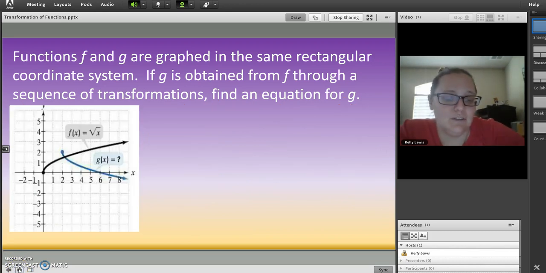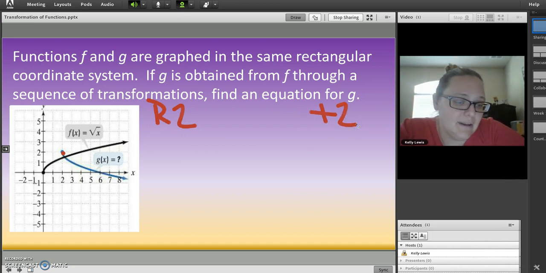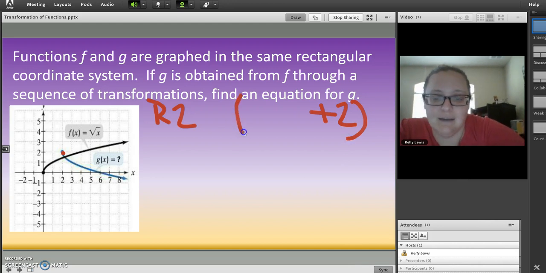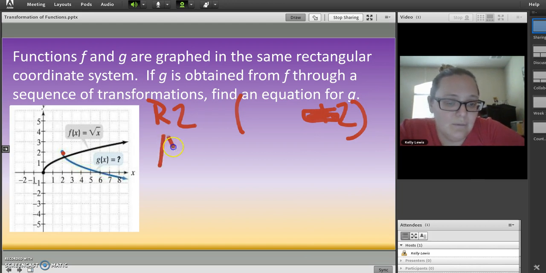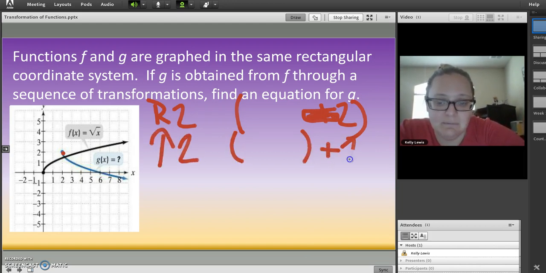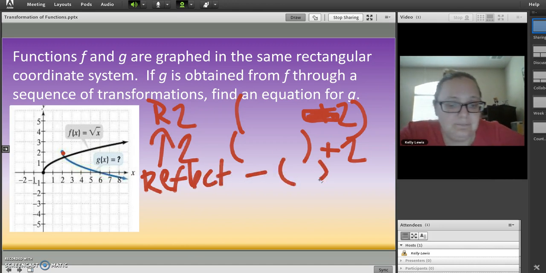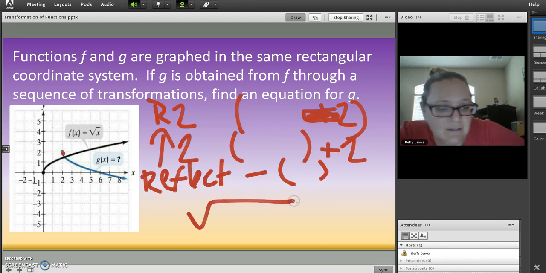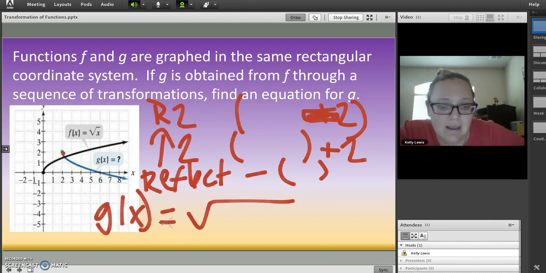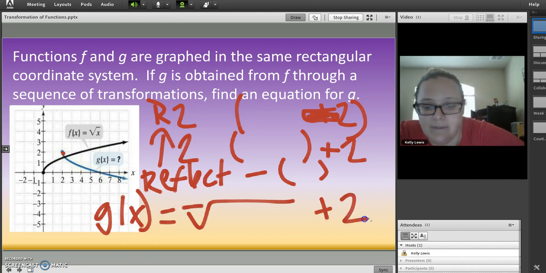Here we have square root of x. And so this guy, he went right 2, so on the inside it needs to be a minus 2. And then he went up 2, so then it needs to be a plus 2 on the outside. And then he turns the opposite direction, so he reflects. There needs to be a negative on the outside. And it's a square root, so I'll put square root, that's g of x, negative on the outside, plus 2 on the outside, there's an x in there, and then a minus 2 on the inside.